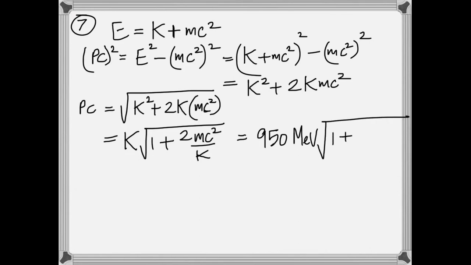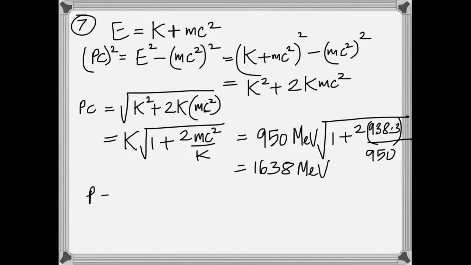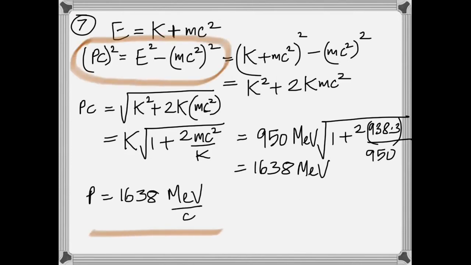So the problem says K is 950. That's the kinetic energy. 1 plus 2 times mc², which is known to be 938.3, divided by 950 again. So you get 1638 mega electron volts. Therefore, the momentum is in the proper units, mega electron volt by c. Why? Because on the left hand side you had pc. So when you take c to the other side, it goes to the denominator.